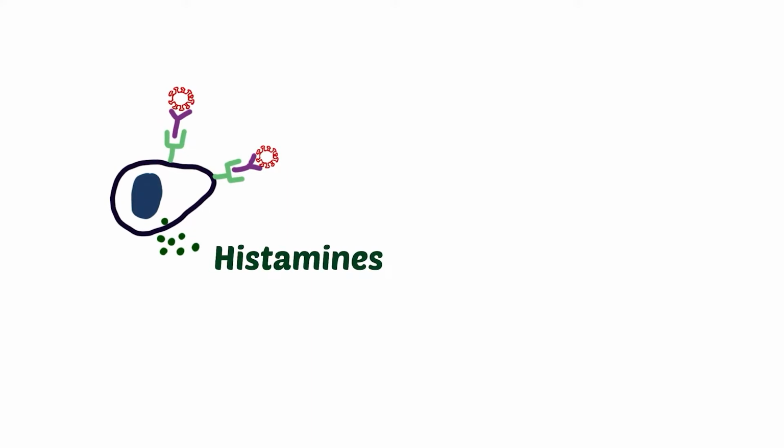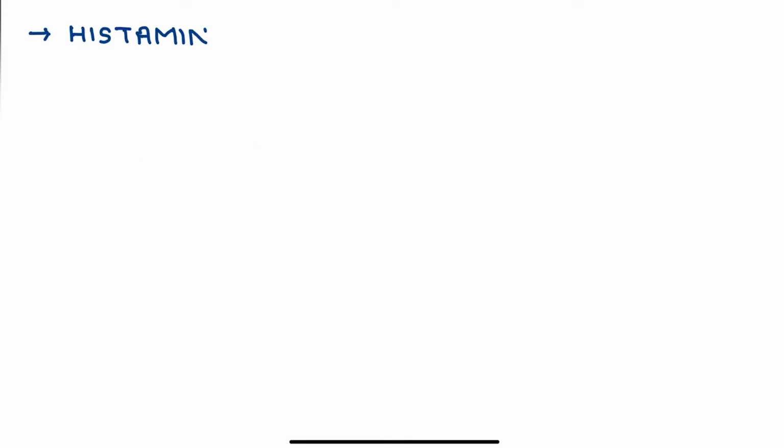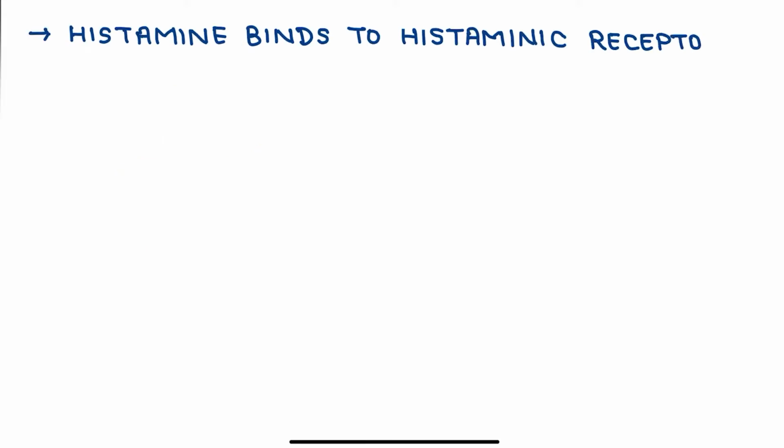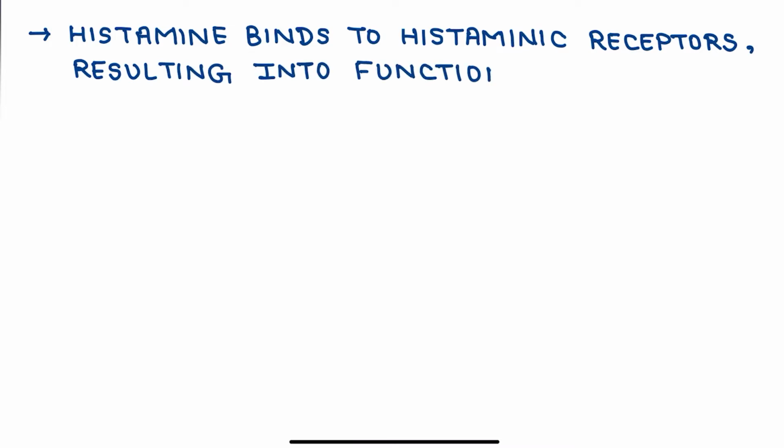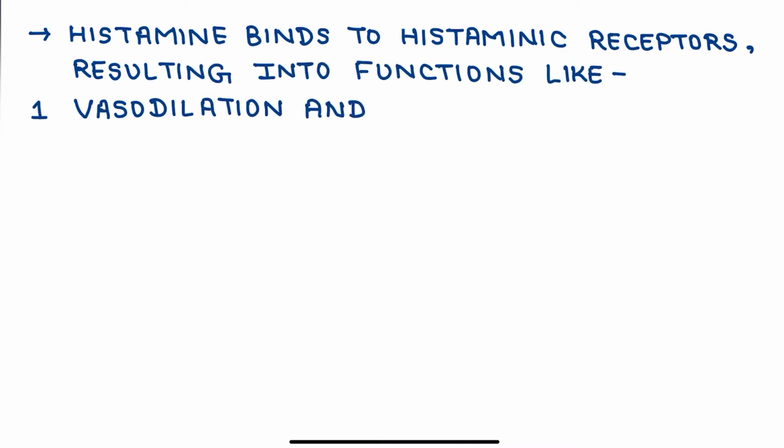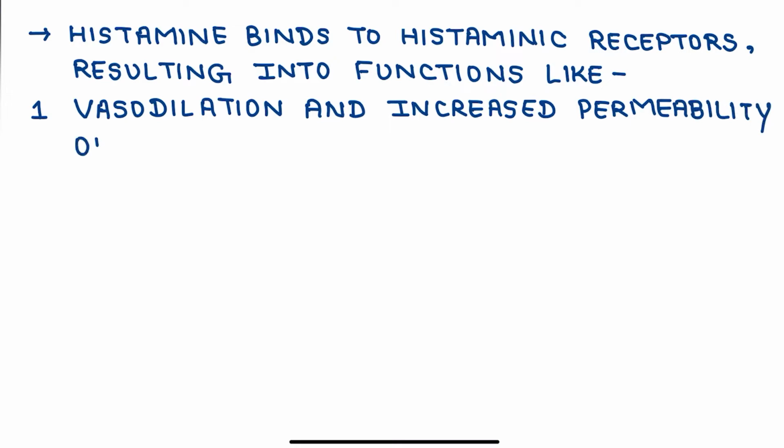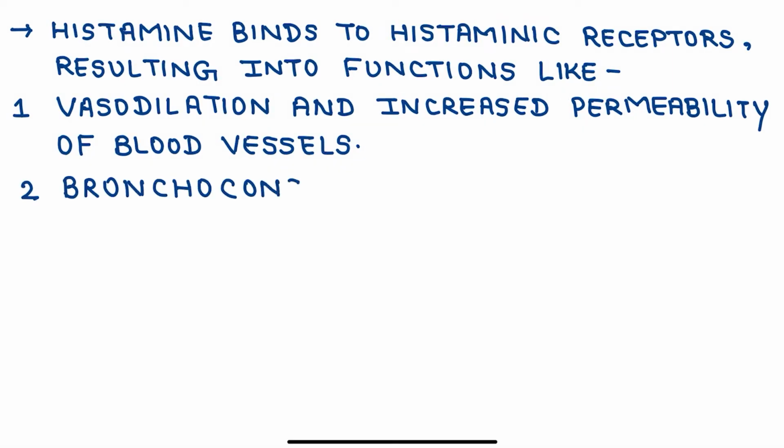Let's talk about the functions of histamines. Histamines bind to histaminic receptors present in our body and cause dilation of blood vessels and increase their permeability so that WBCs and other protective substances can leak through to reach the site of infection. Histamines cause bronchoconstriction to protect our airways from other harmful substances.